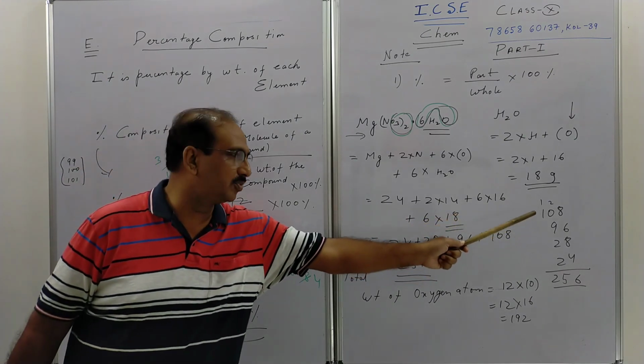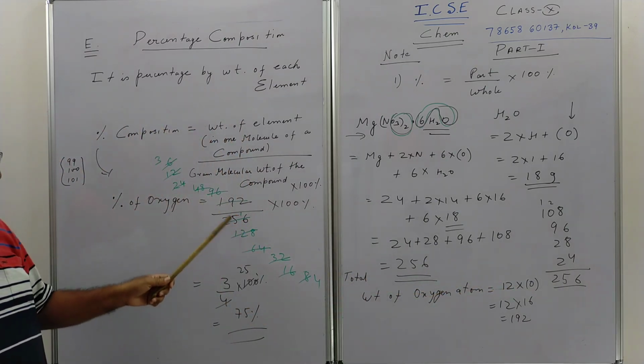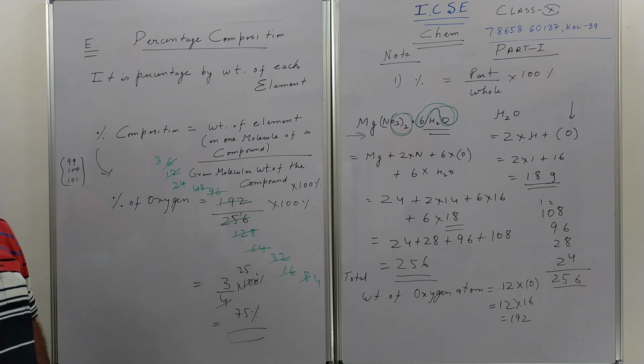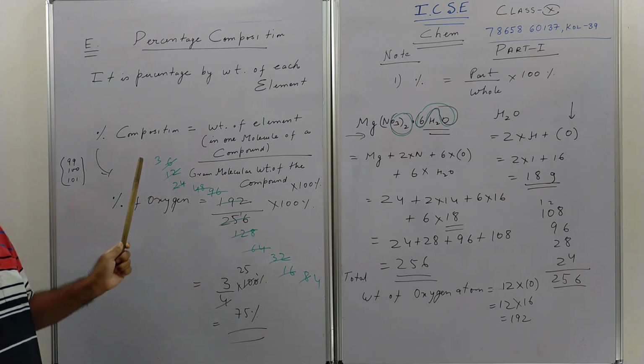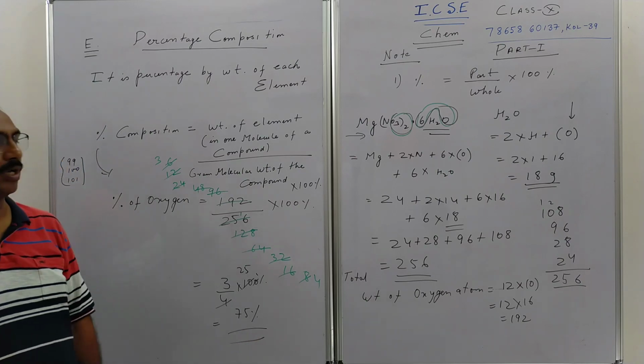In later questions, maybe I will not show you the detailed calculation of how we add and how we find percentage, since this was the first sum. I'll show you over here, but I hope in class 10 you know how to cancel. So we cancel and we get that the percentage of oxygen in magnesium nitrate is 75%.